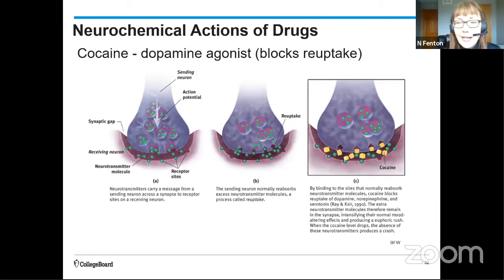So opiates, like I said, are the other way. They're also an agonist, but instead of blocking reuptake, they literally cause the next cell to fire. They fit into those receptor sites for endorphins.